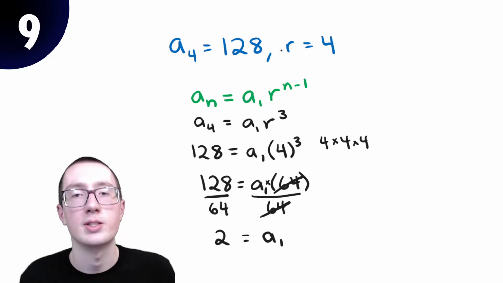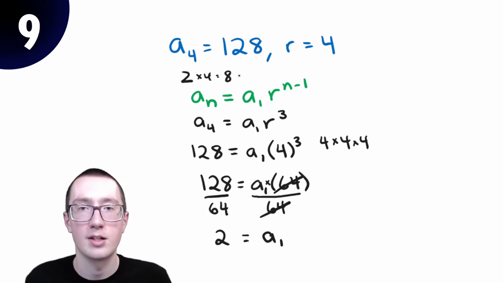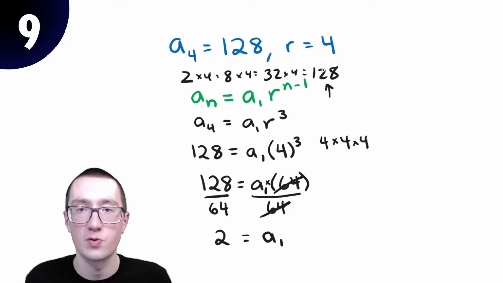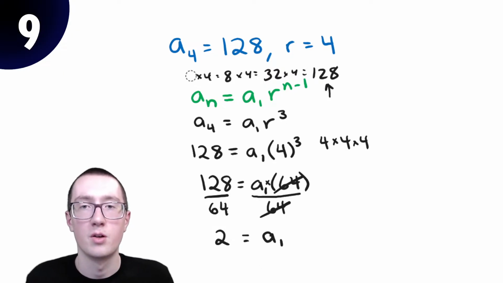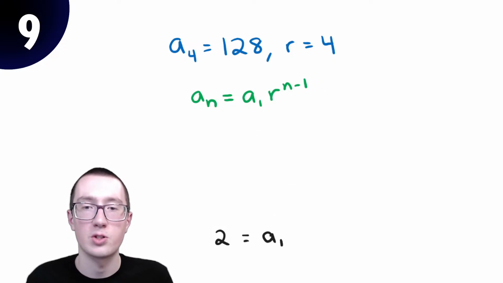And if you weren't sure, you could test it out. If our first term is 2, then to get to the fourth one, we just multiply by 4 a bunch of times. So times 4 is 8, times 4 is 32, times 4 is 128. And this is our fourth term because 2 was our first, second, third, fourth, and it checks out, right? 128 is what we started with. So that means we did it correctly. And we now know that our first term is 2.